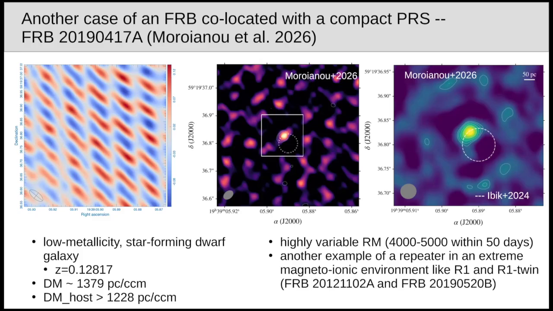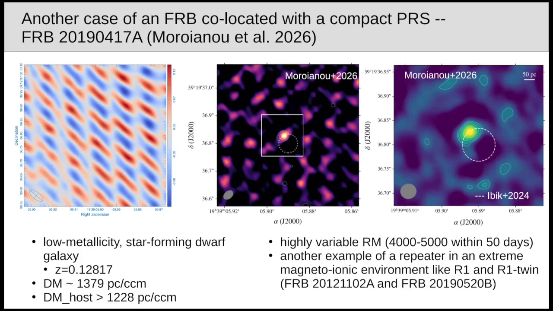This is one of those FRBs, well, for us, it's the highest DM FRB that we ever localized, 1300. And since the line of sight is pretty clean, it would seem that the host contribution is actually quite high at 1200 parsec per cubic centimeter.